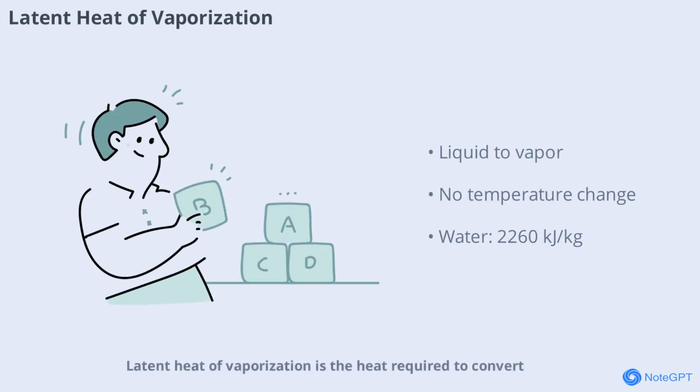Latent heat of vaporization is the heat required to convert a unit mass of liquid into vapor at its boiling point, without temperature change. For water, this is 2260 kJ/kg. This concept explains why sweating cools the body. Heat is absorbed from the skin to evaporate sweat, lowering body temperature.